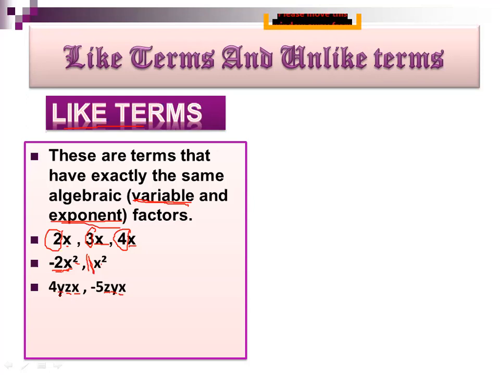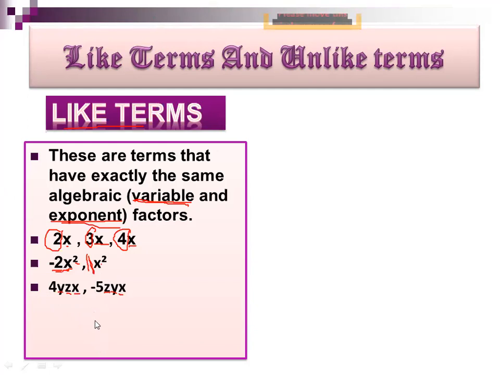For like terms, your variables must be the same. Understand? So that's why we will say these are like terms, although the coefficients are different, minus 5 here and 4 here. We are not going to consider the coefficient, we are going to consider only the variables.